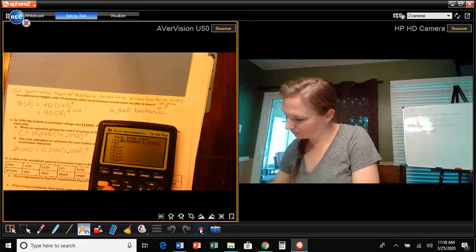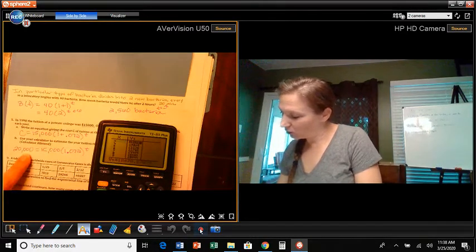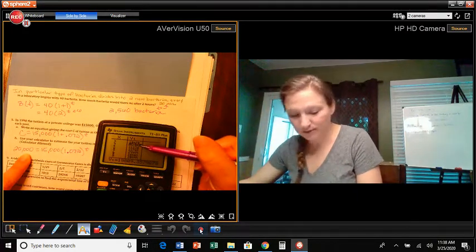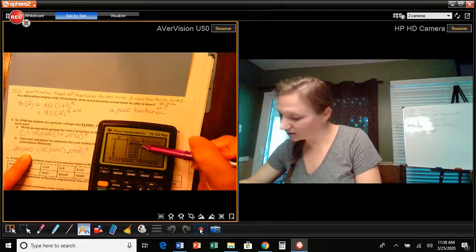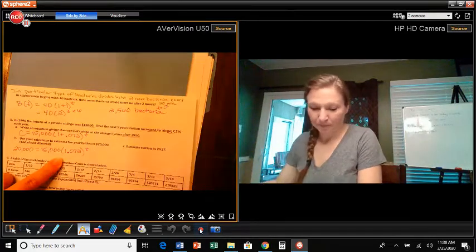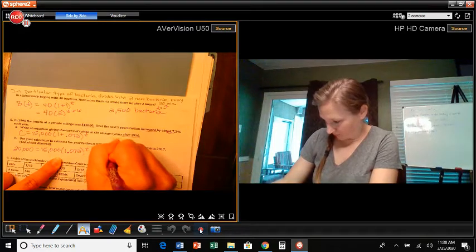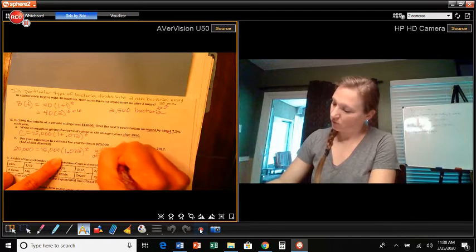To the x power. All right, so I'm going to my table, and I'm looking in the y column for approximately 20,000. Well, I can see it's approximately between 4 and 5 years. It's just a little after 4 years. I can see that it's almost $20,000. So a little after 4 years.